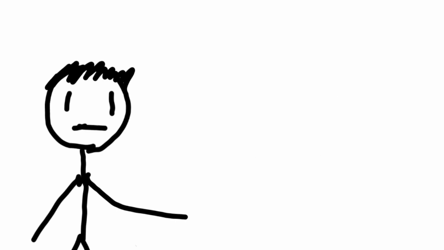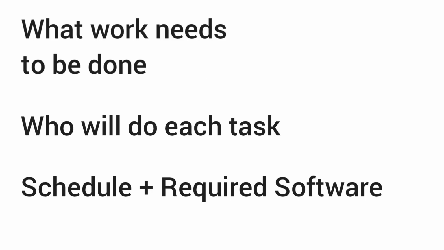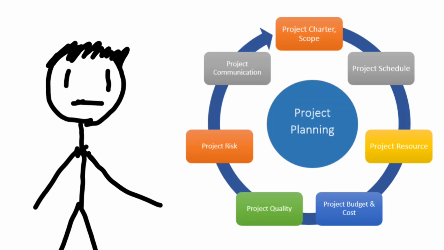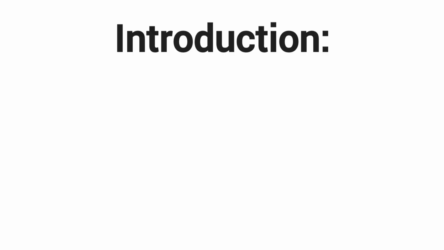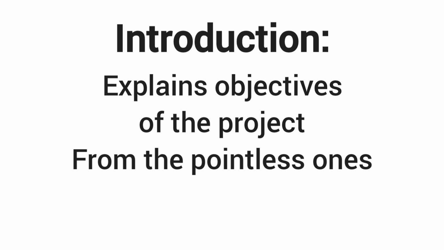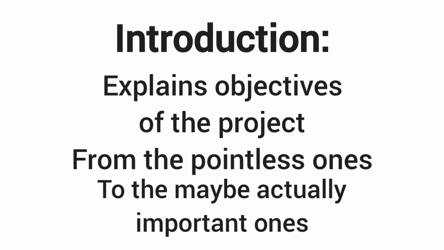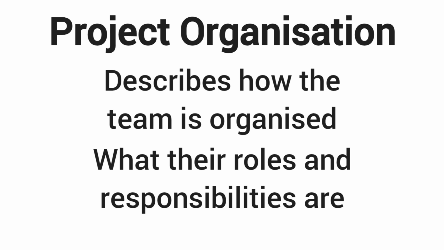This could never be me though, as planning is a very crucial stage to every software engineering project I take on. During the plan-driven approach, the development process is planned in detail. The project manager is supposed to create a project plan which will record what work needs to be done, who will do each task, and the schedule for this and the required software. There are several stages involved in the process, and it can be put into the form of a document detailing the following: an introduction which explains the objectives of the project, from the most pointless ones to the ones which may actually be important.